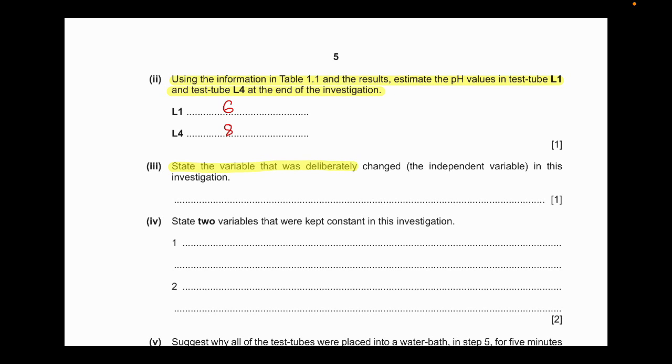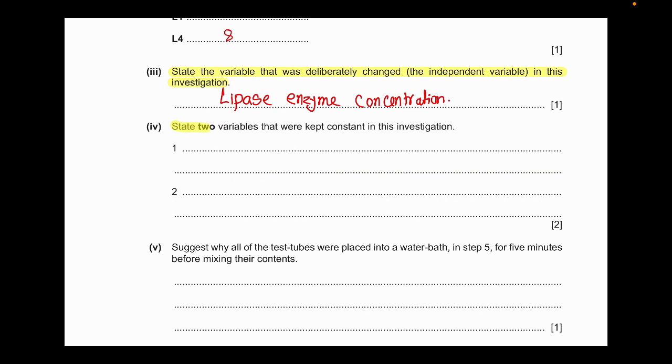State the variable that was deliberately changed, the independent variable in this investigation. So we deliberately changed the lipase enzyme concentration. State two variables that were kept constant in this investigation. So basically the volume of milk and the total volume of enzyme was kept constant in this investigation.